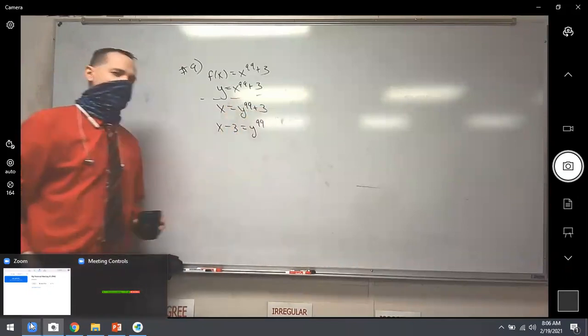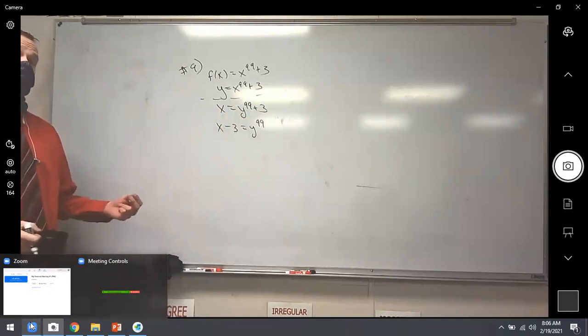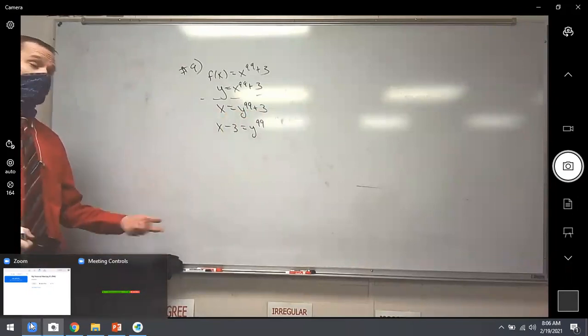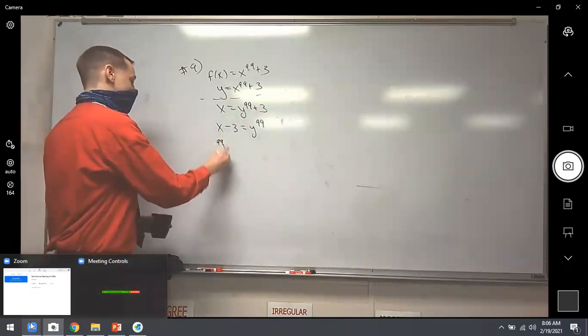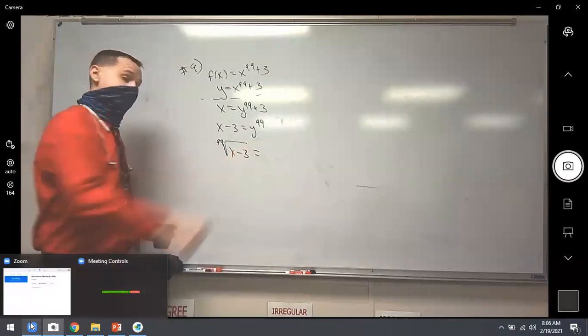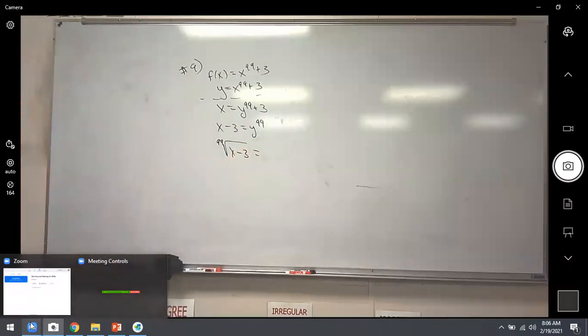We had something very similar in the warm-up. We had y cubed, and we didn't do it with a cube root, correct? Well, if I got a y to the 99th, I'm going to undo that with a 99th root. That's what roots do. They get rid of exponents. So no matter what it is right there, that's what y is.